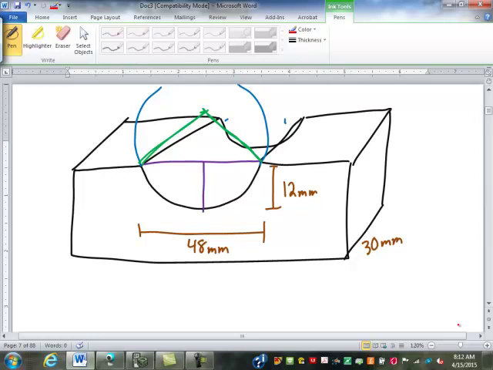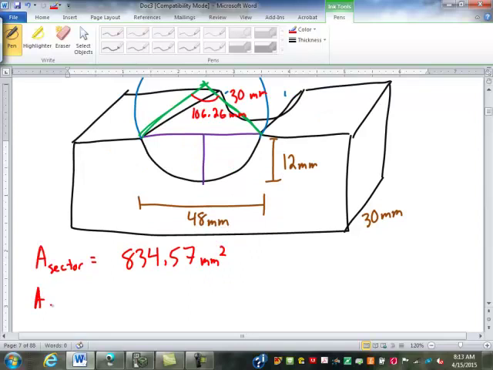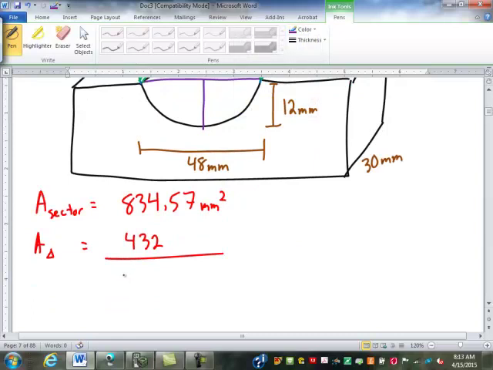So anybody got the radius of the circle yet? What's that? 30 is my radius. Anybody have the angle here yet? 106.26 again? Anybody have the area of the sector? 34.57 millimeters squared. Area of the triangle? 432. So we subtract. Get 402.57 millimeters squared as the area of the segment.